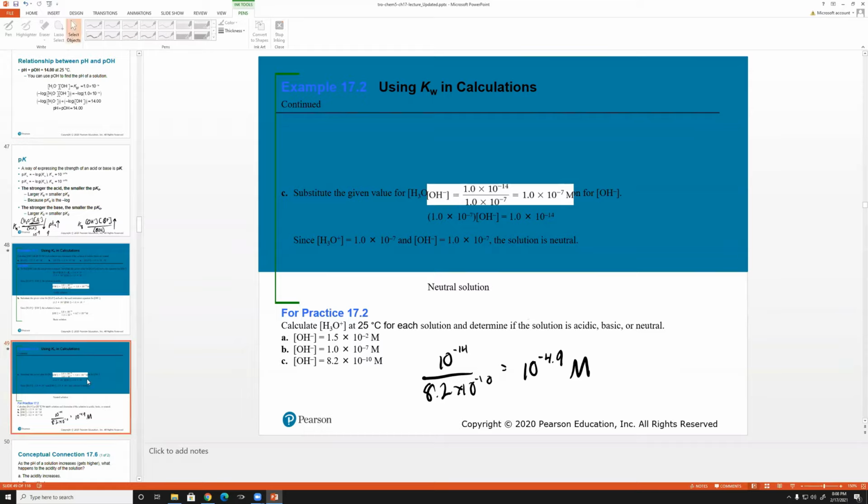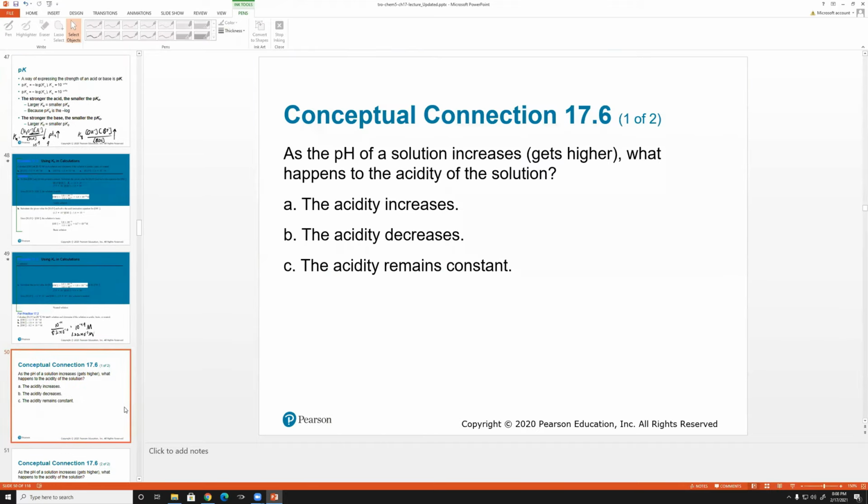Okay. Yeah, same thing. 1.2 times 10 to the negative fifth. Thank you, Rebecca. I'll write that down. 1.2 times 10 to the negative fifth. Okay. Any questions? Okay, moving on. Conceptual question.